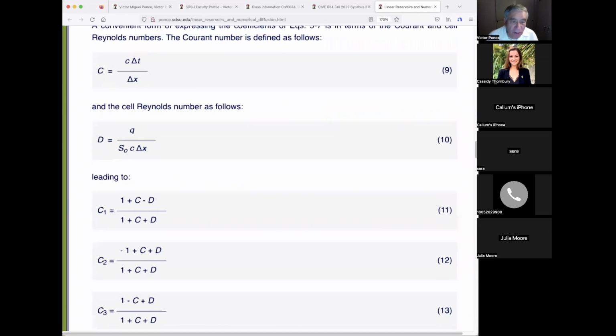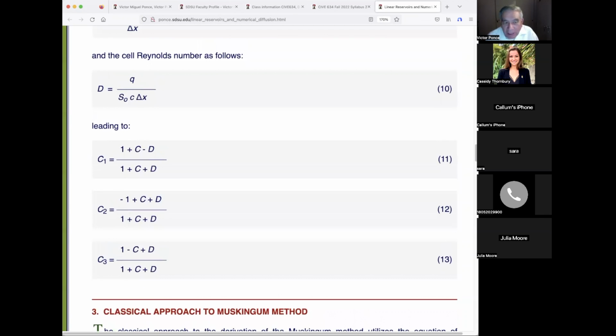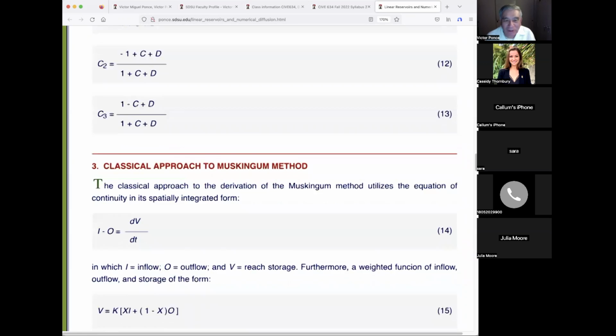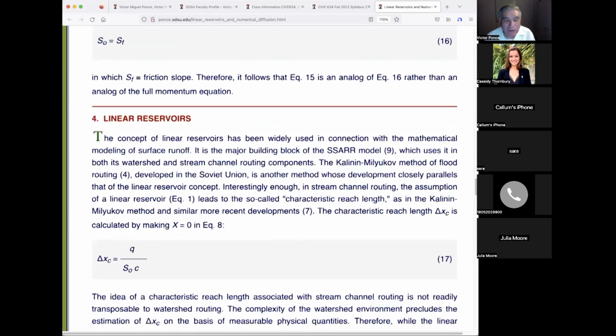Okay, so that's the cell Reynolds number, which leads to these equations, which are my equations, but I don't know if people still use them or use them a lot. I think eventually they will, but it will take a long time. So we have a classical approach to the Muskingum-Ponce method. That's the classical approach, we already know.